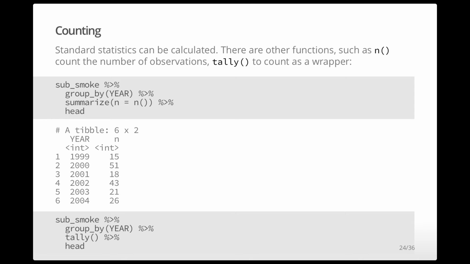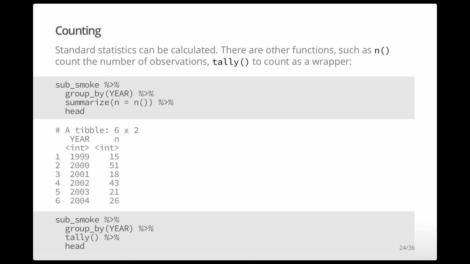We create a new variable. We felt like calling it n. We could have called it whatever we wanted, number of observations, and said it's equal to this n function. It seems a little bit convoluted in some respects, but the idea is it goes through, groups it by year, and counts how many records fall into that category.